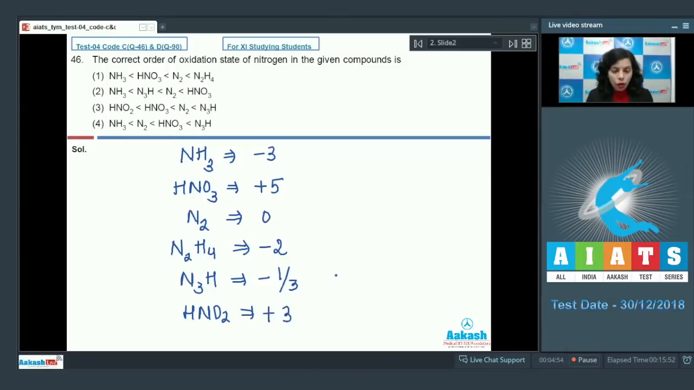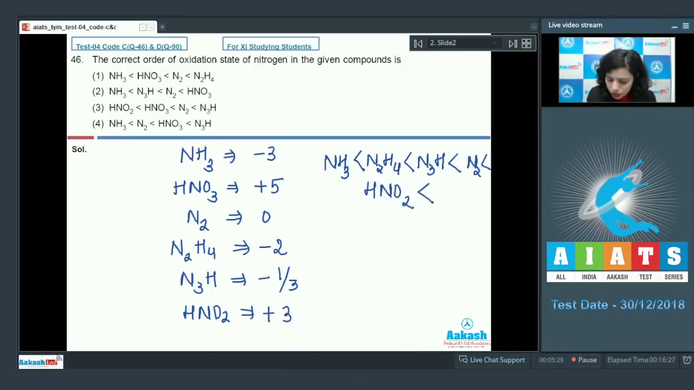This is the order. Now let's check which is the least one. If you check it, you will find out in NH3, the lowest oxidation number of nitrogen is there. After that, there is N2H4. After N2H4, there is N3H. After N3H, the next with oxidation number 0 would be there, and 0 is for N2. After N2, there is HNO2, and after this HNO2, HNO3 is there.